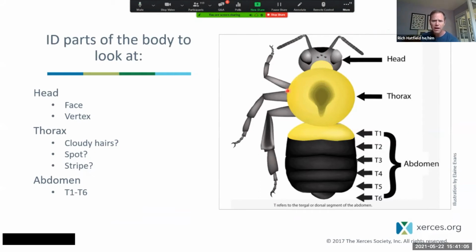Then we're going to look at the thorax, which is where the wings and legs are attached. We're going to look at the banding pattern here. We'll look at what the hairs look like in front of the wings, what the hairs look like behind the wings, whether there's black hairs mixed in there or behind. And then we'll also look at the banding pattern on the tergal segments. So we'll look at T1 through T6. This just stands for tergal segment. So the segments on the back of a bee are called tergal segments, and they're numbered T1 through T6, one being closer to the head.